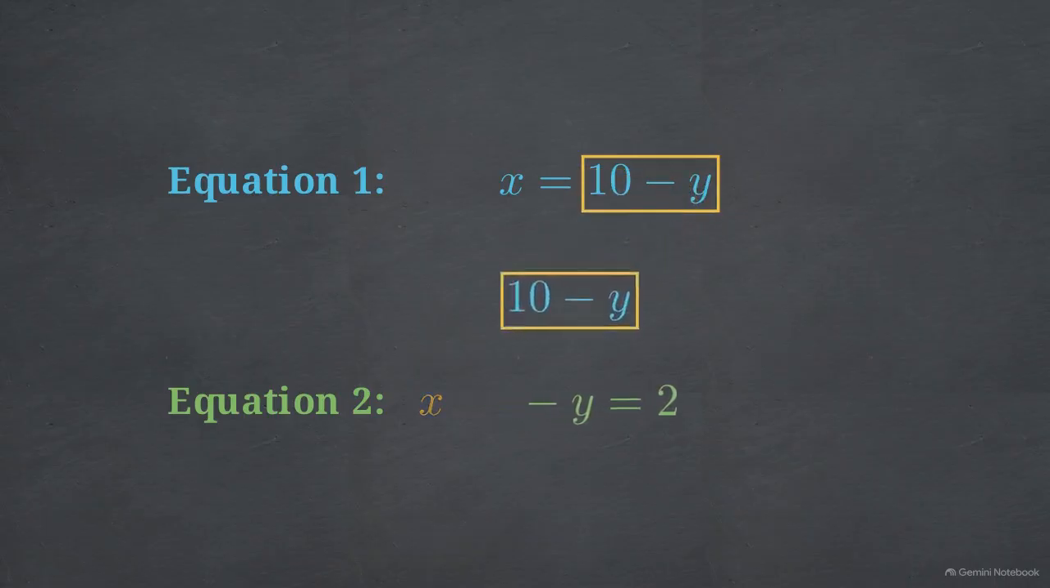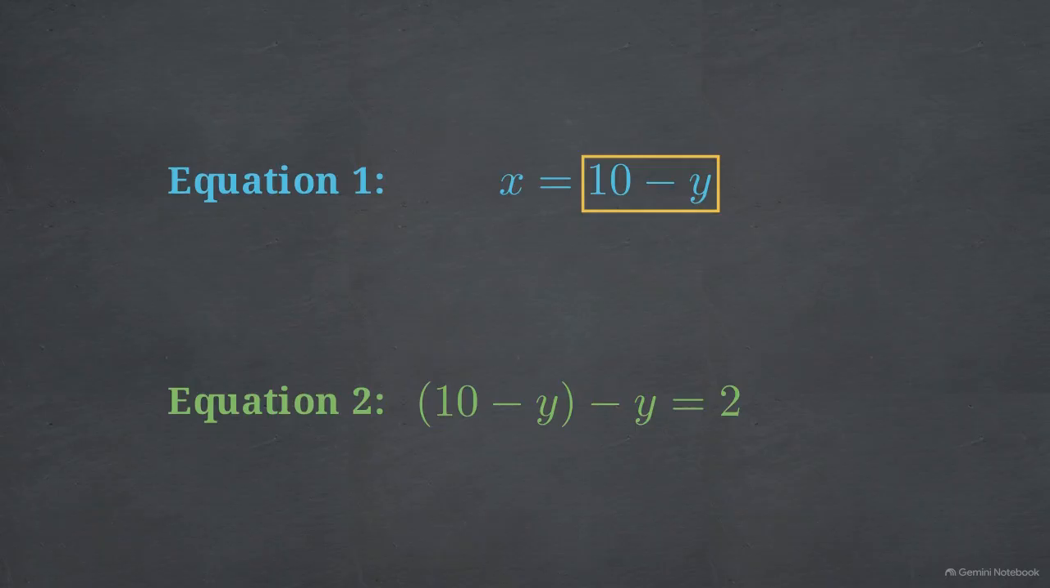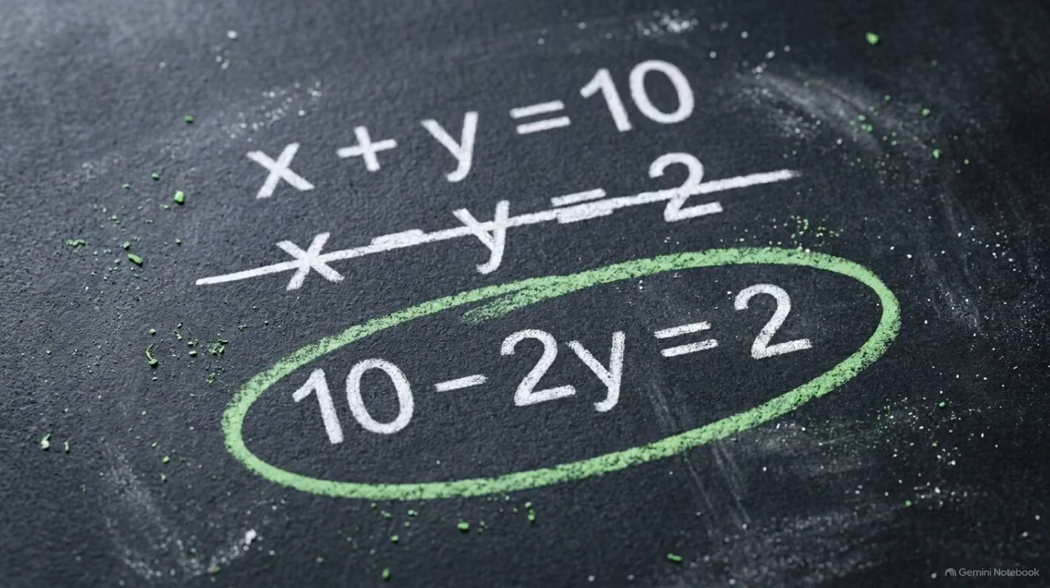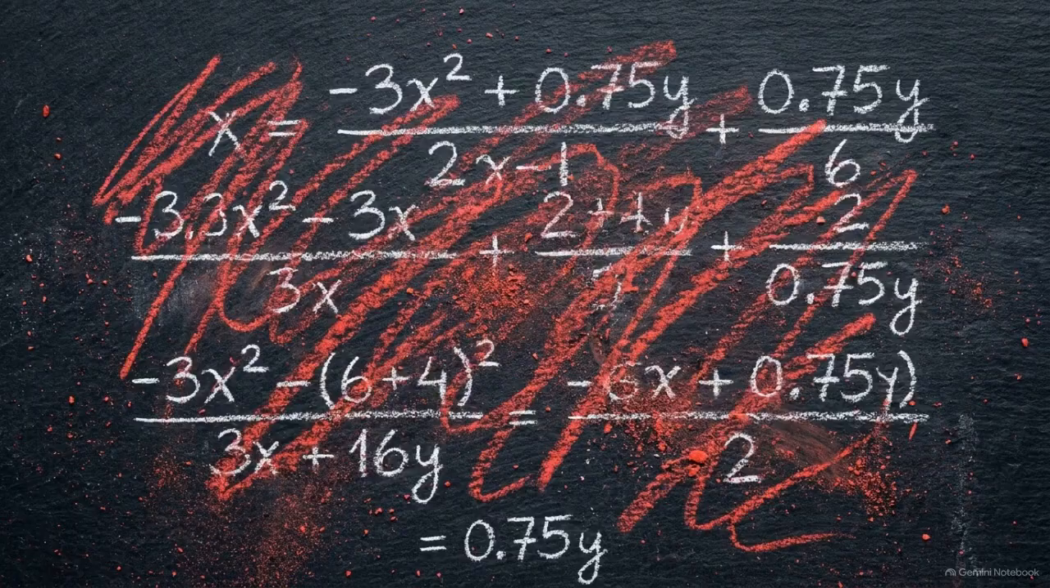Next, we take that expression and drop it straight into our green equation. Wherever we see an x, we replace it entirely with the quantity 10 minus y. Look at the result. The second unknown is gone. We have collapsed a two-variable system into a basic linear equation with only one unknown, which we can solve using standard algebraic steps. Systems are rarely this clean in practice.